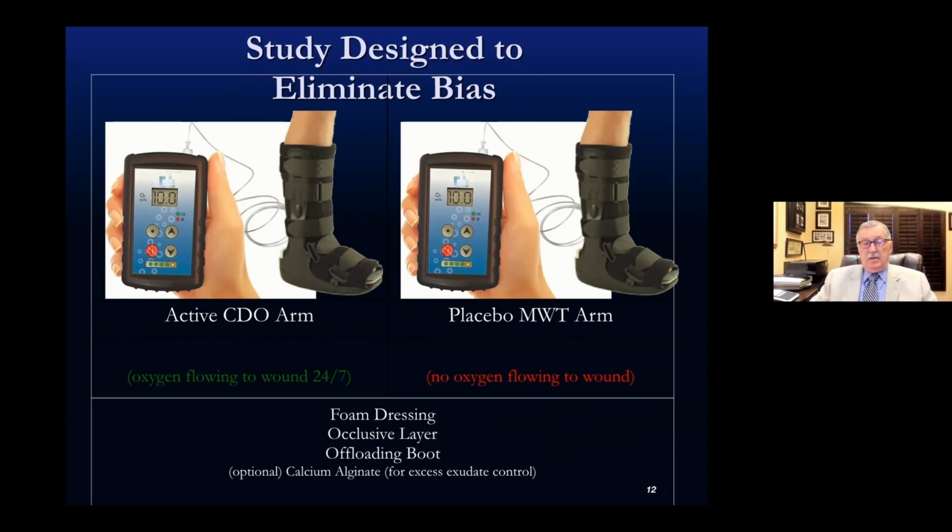Both the control and the active had moist wound care through the appropriate dressing, and critically, each had the offloading. So this was a diabetic foot ulcer study.